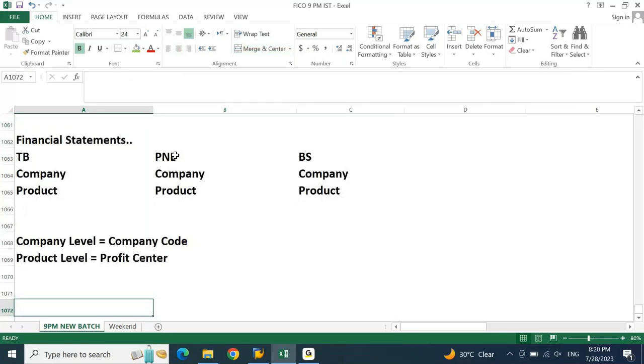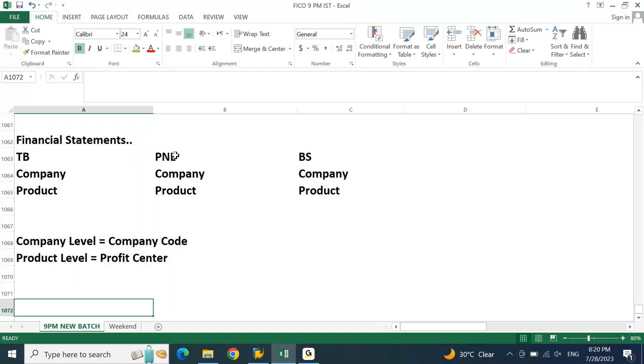At company code level, you will get overall profit. What is your overall business profit? You will be able to generate it at company code level. At individual product level, which means you may be having different verticals in your business process, I may say cars is a different segment for me, bike is a different segment, my services space is a different segment. Accordingly, I can decide at what level I want to look at my P&L and balance sheet. At that level, I will be creating a profit center.